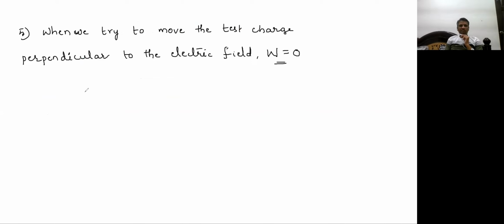Okay, these are the 5 very important points. First, when the total work done is positive, then the work is done by the external source. Second, when the total work done is negative, then the work is done by the electric field. Third, work done is independent of the path selected. Fourth, work done in a closed contour is 0. Fifth, when you try to move a test charge perpendicular to the electric field, then the work done will be 0. These play a very important role in solving problems.